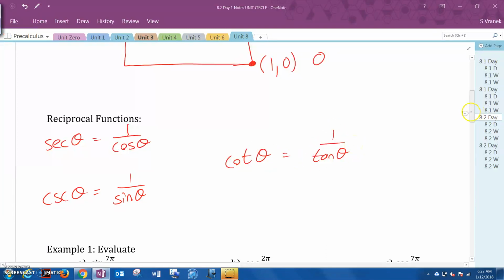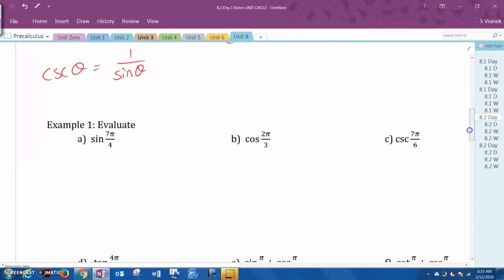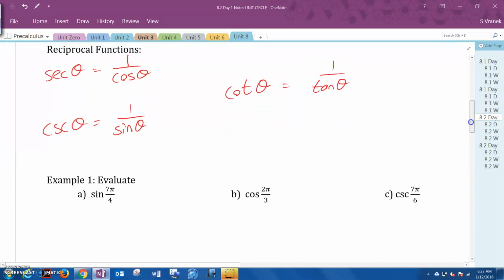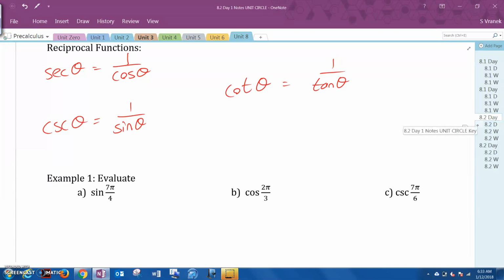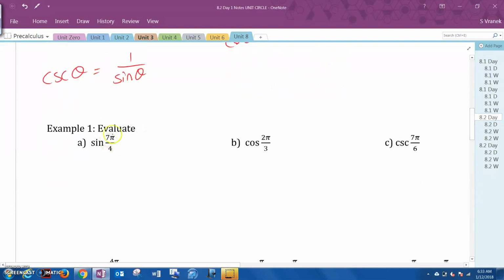Okay, so we're going to evaluate some of these. So again, we kind of talked about this before. So there's your 3 reciprocals. Sine of 7 pi over 4. Now again, to do this without converting, 7/4 is close to 2, which is 2 pi. Remember, this is 1 pi. 7/4 is close to 2, but not quite 2. So we're in this quadrant.